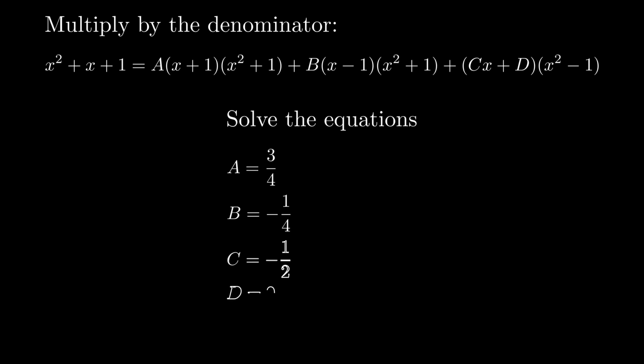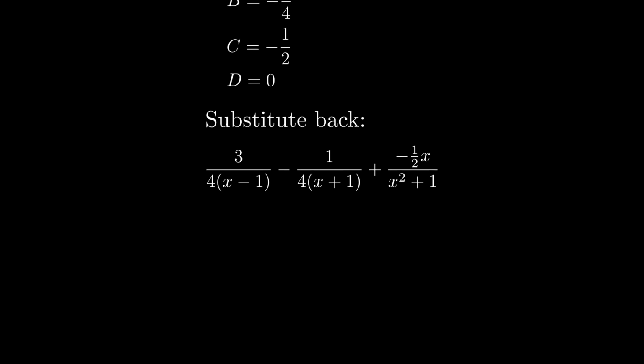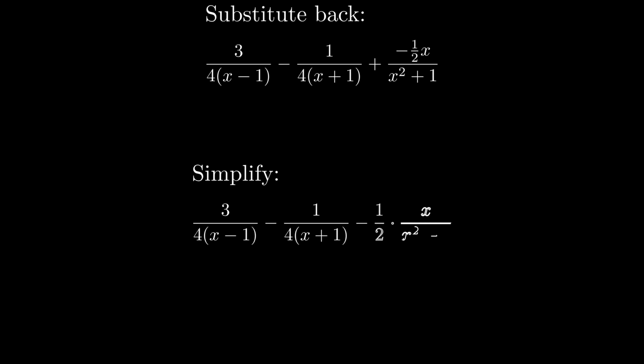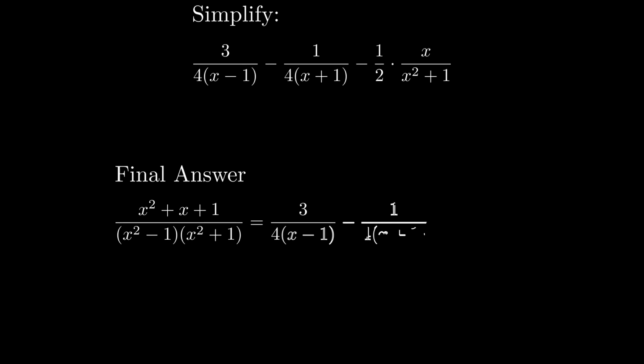Solving the system of equations, we get the values of a, b, c, and d. We substitute a, b, c, and d back into the equation. Now we simplify the expression to make it neat. And here is the final answer.